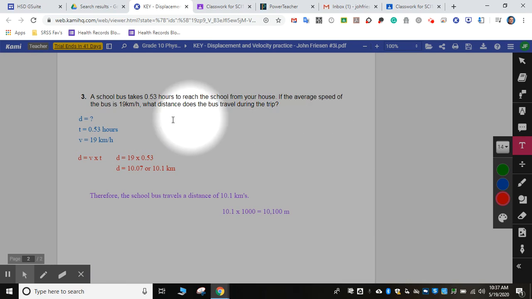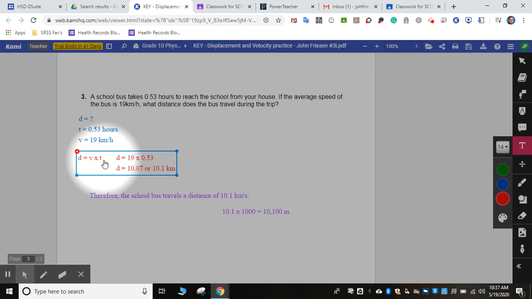If the average speed of the bus is 19 kilometers per hour, okay, speed, velocity, it's going to be the same equation. Of course, this is a speed because there is no direction given, but it doesn't really matter. We can put v. Velocity is equal to 19 kilometers per hour. It says what distance does the bus travel? So that's what we're trying to find out. So we put a question mark beside distance. Okay, now what equation are we using? Well, distance is equal to velocity times time.